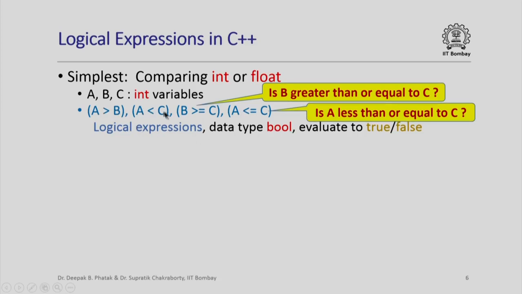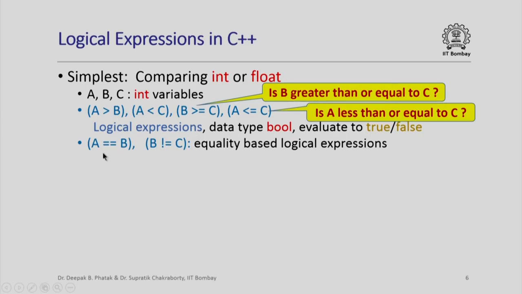So as I said, all of these are logical expressions, they have data type bool, and given integer values of a and b, each of these expressions evaluates to either true or false. If the value of a is greater than the value of b, a greater than b evaluates to true, otherwise it evaluates to false. Similarly for the other comparison operators. We also have equality based logical comparisons. This is trying to check if a and b are equal. This is trying to check if the values of b and c are not equal.